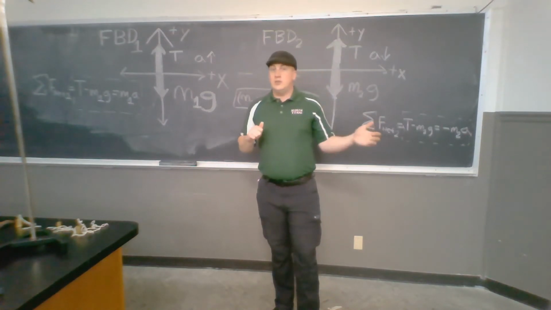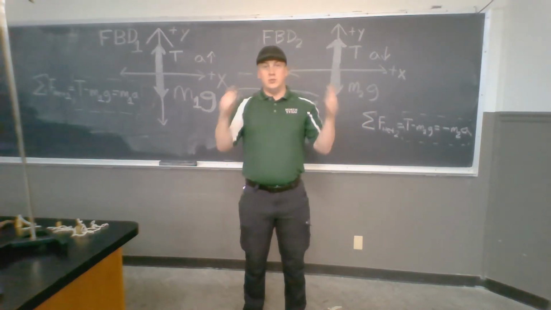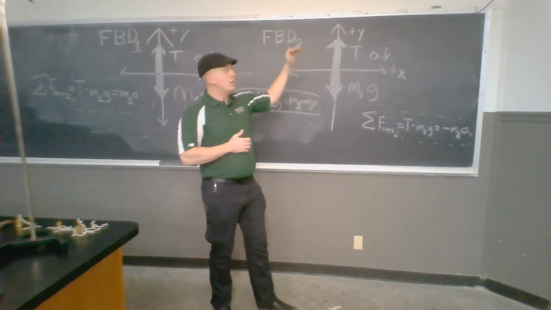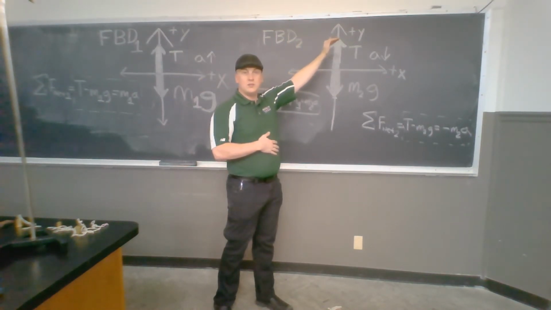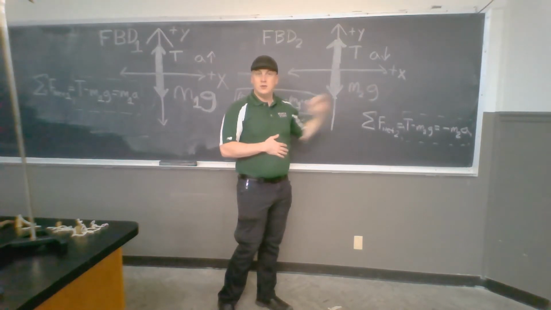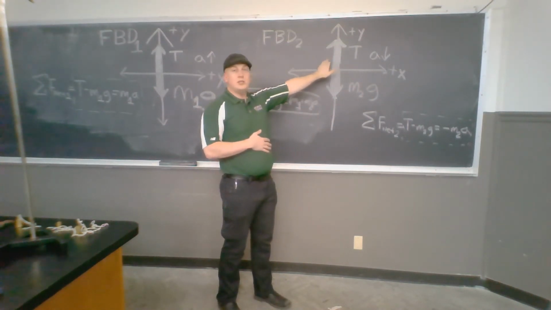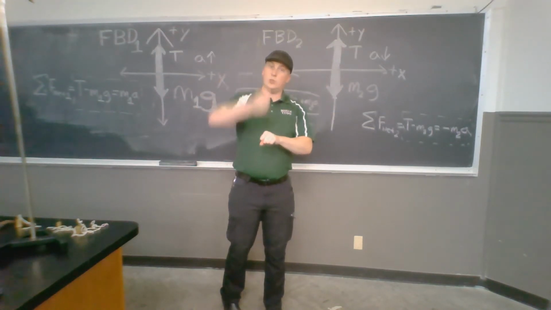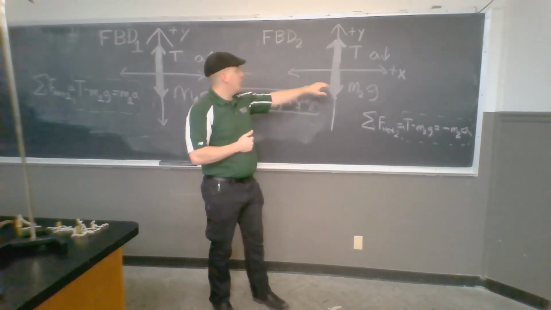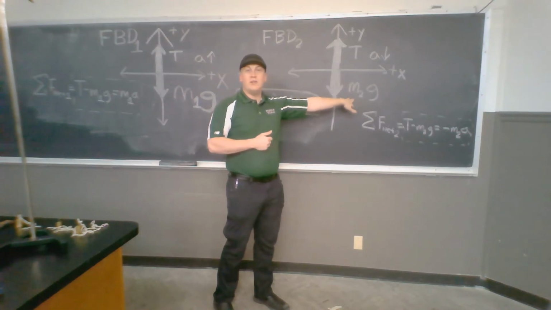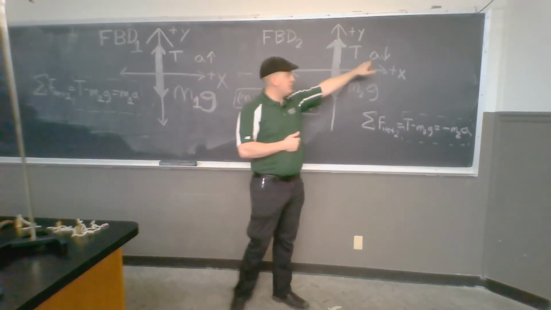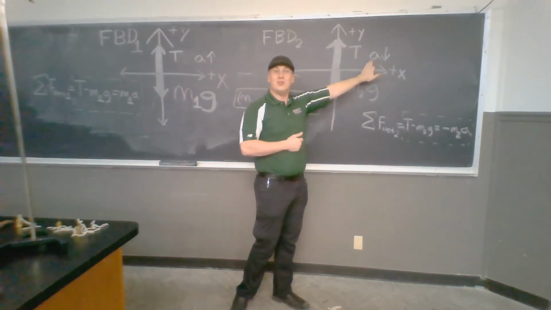Then we also do the exact same thing with object number 2. We have free body diagram 2 listed, again with positive x and positive y on our axes. We then still have the tension pulling upwards. Even though this object might be going downwards, the tension still wants to pull it up. We still have the mass times gravity, or the weight of the object, pulling it down. And we established that the acceleration is also downwards.